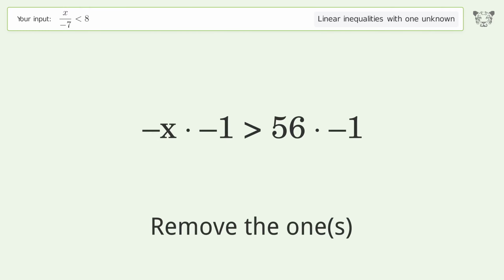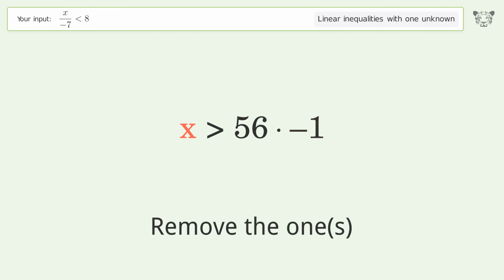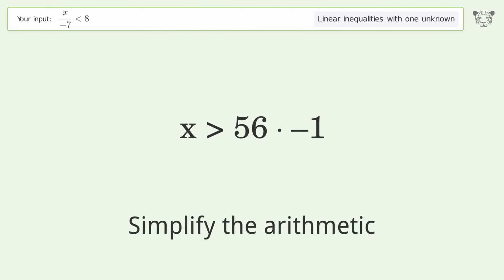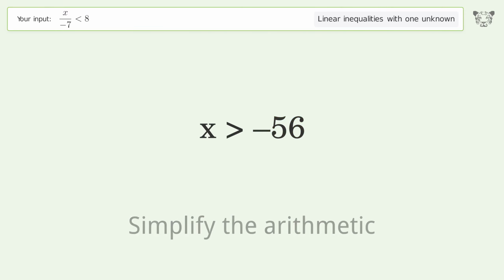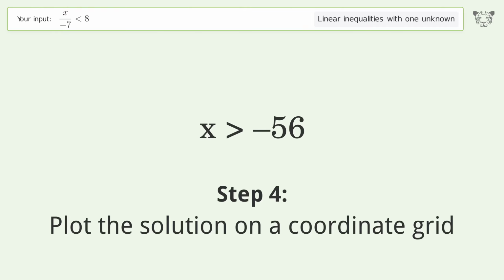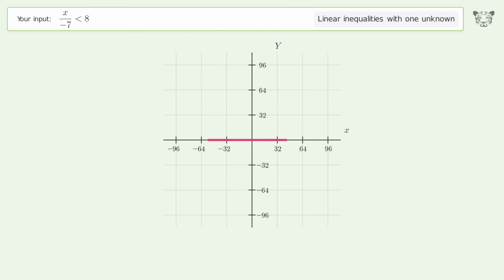Remove the ones. Simplify the arithmetic. Plot the solution on a coordinate grid. And so the final result is x greater than -56.